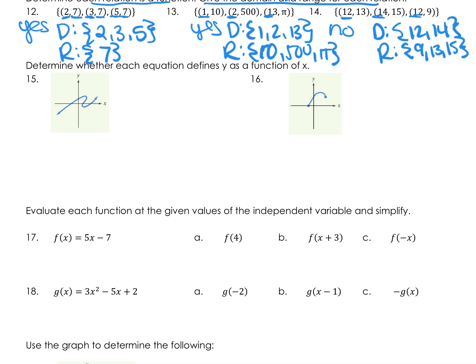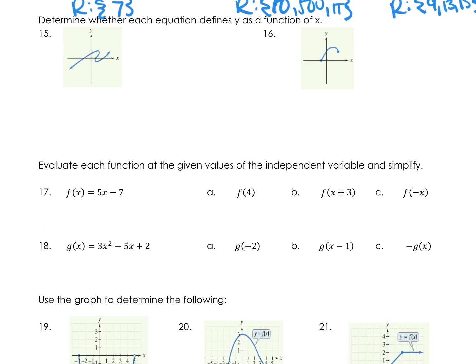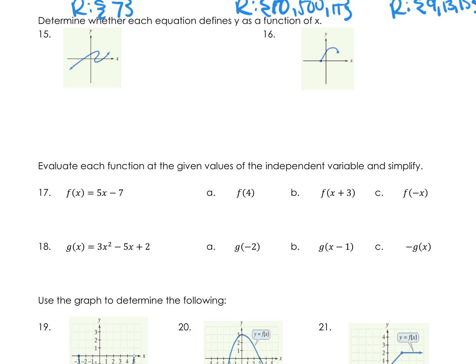Now here we're looking at the graph to determine if it is a function or not. And that's where you want to look for if it passes the horizontal line test. So imagine drawing horizontal lines, and if at any point it intersects it in more than one point, so like right here, this intersects it 3 times, then it's not going to be a function. Whereas over here, if we draw a vertical line anywhere, it only intersects the function once, so this is a function.